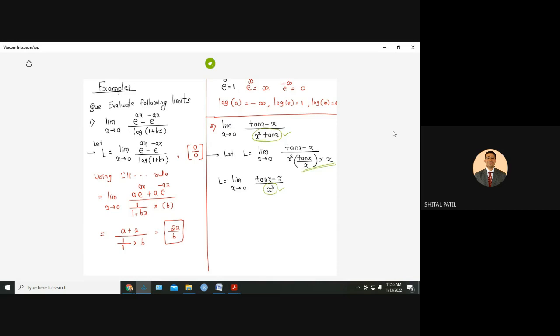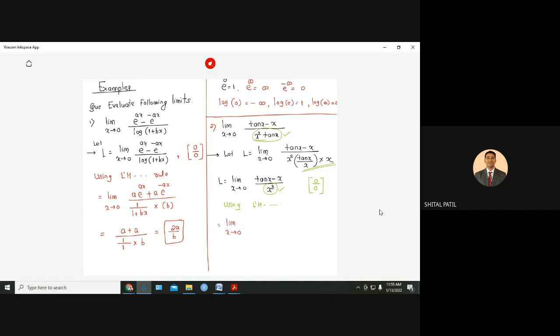Now substitute x equal to 0. Tan of 0 is 0, x is equal to 0. So we have 0 in the numerator and 0 in the denominator. Okay, now using L'Hospital's rule. Hope you are getting the concept. Yes. Go ahead and solve the example.